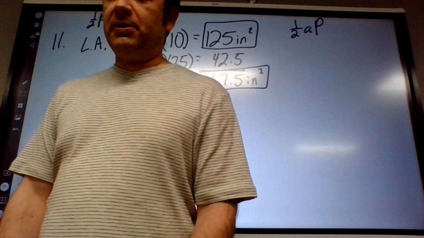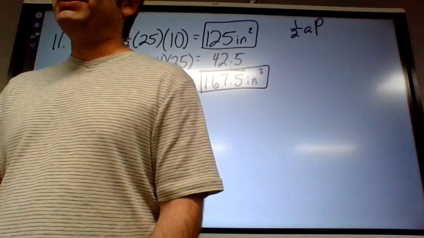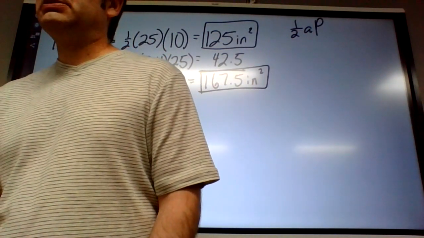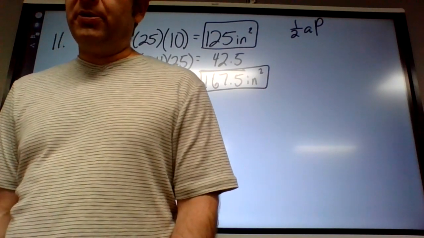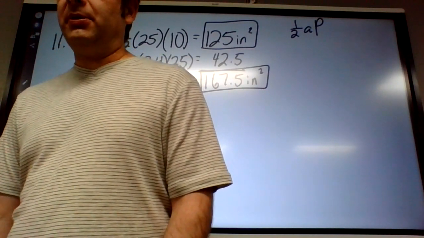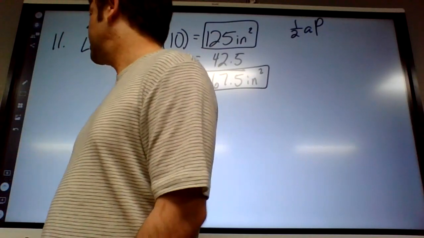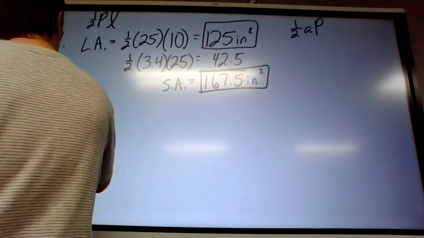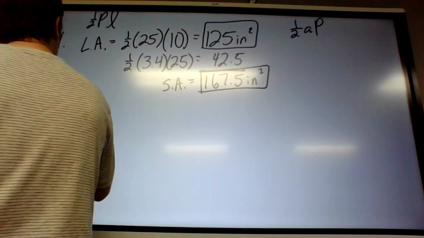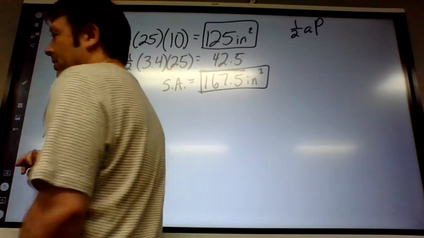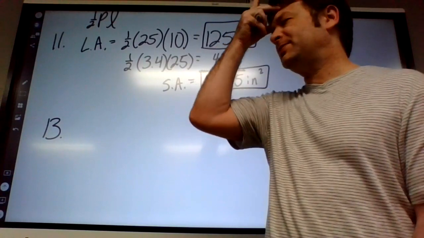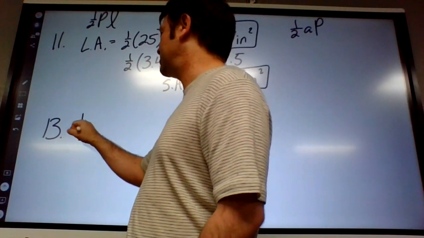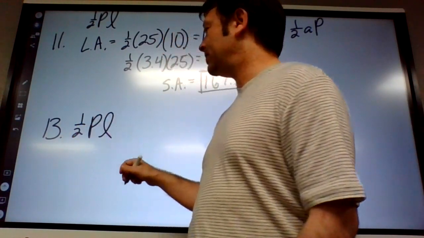Okay, number 12, what is a heptagon? 7 sides. Number 13, what is a nonagon? 9 sides. I'm not going to try to draw it though. We're still doing pyramids though, so same formula. So we're still doing 1/2 perimeter slant height.